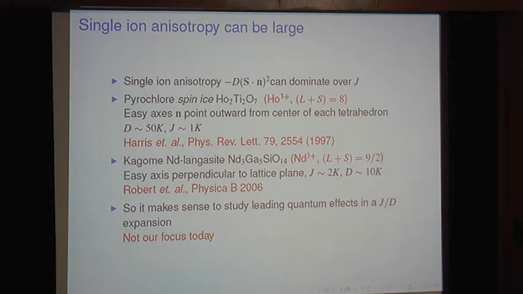And in many other cases as well, it can be of the same order or smaller than the single ion anisotropy. And in such cases, you can actually start from a model where the single ion anisotropy dominates, especially if it is of the easy axis type like that, favoring one axis, and then systematically study leading quantum effects in this kind of an expansion. But that's not our focus today. I just wanted to mention that it can be done.